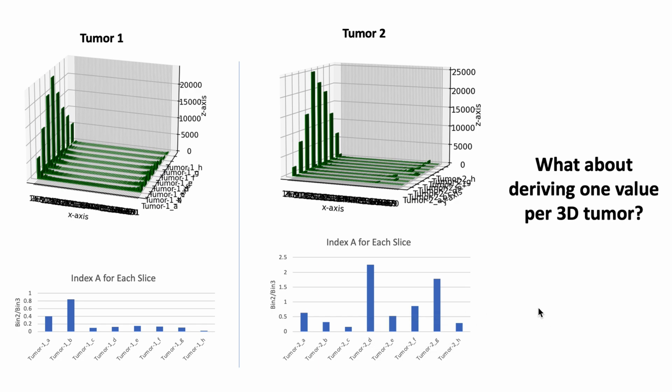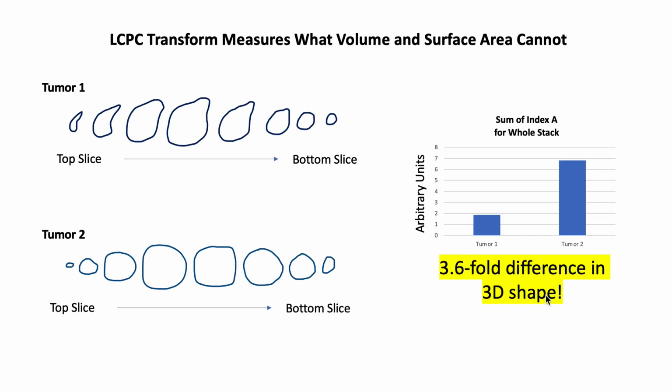However, can we make the differences between these two tumors even more comprehensible? That is, what about deriving one value per 3D tumor instead of 8 dimensions? Well, we can do this by summing each of the 8 bars in these graphs into one value. When we do this, we see on the right that there is a 3.6-fold difference in magnitude between tumor 1 and tumor 2. This matches our intuition because the shapes of the tumors are obviously different. Tumor 1 is shaped like a pear, while tumor 2 is shaped like a rounded square.